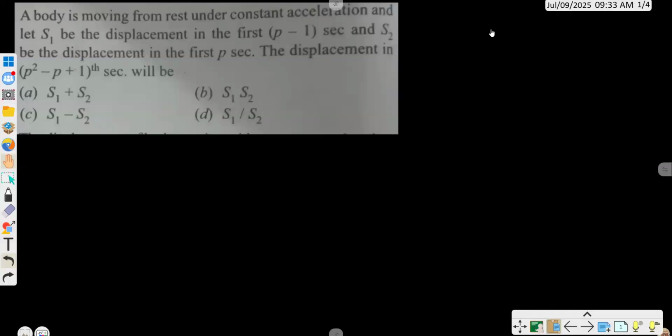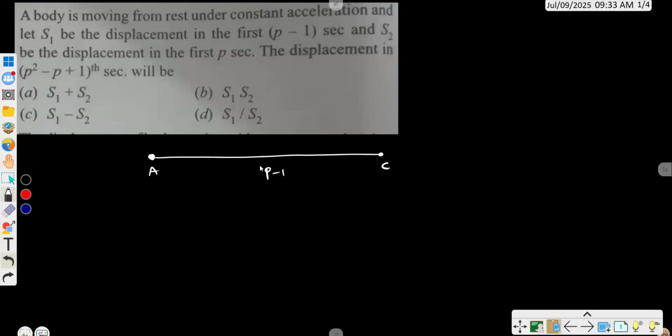Let's do this question. It says a body is moving from rest. That means it is moving from a point A to C. Let us assume it is moving from A to C. So the distance traveled by the body, let us suppose, it is traveling for P minus 1 seconds. S1 will be the displacement in the first P minus 1 second.